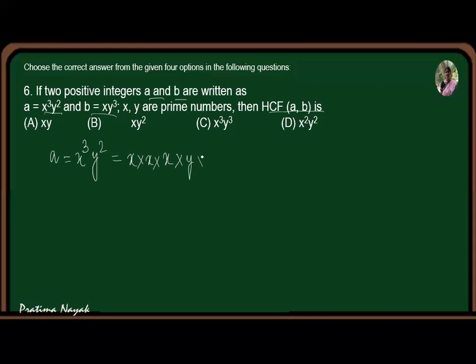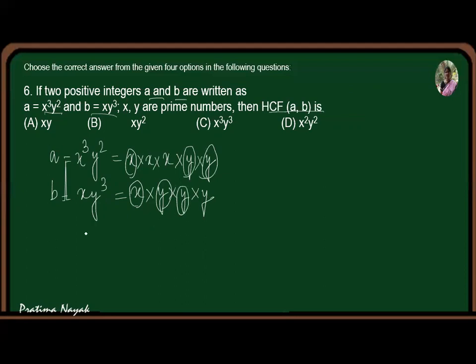Y, how many times? 2 times. Now come to B. B is x y cube. So x is once and y how many times? 3 times. Now see what is common. Common is 1 x. How many y's are common? 2 y's are common. So what will be the HCF? HCF is equal to 1 x. How many y? 2 y's, y into y. So what is the answer?